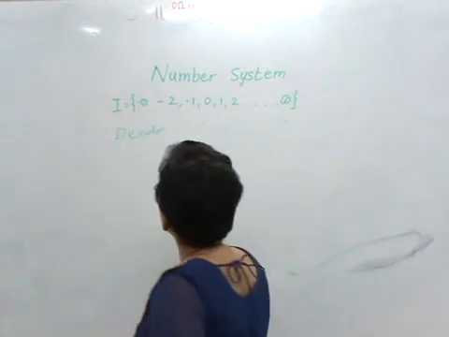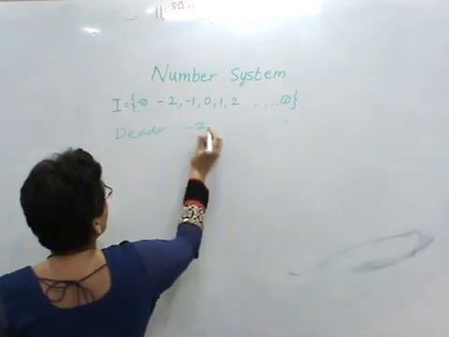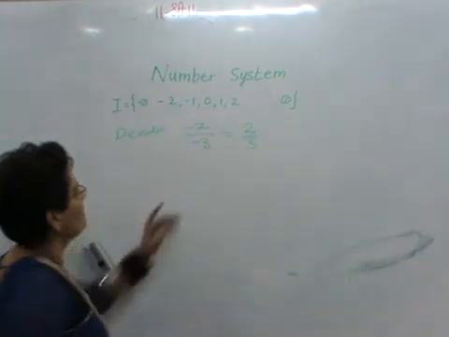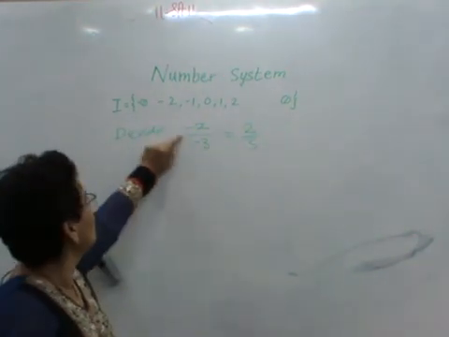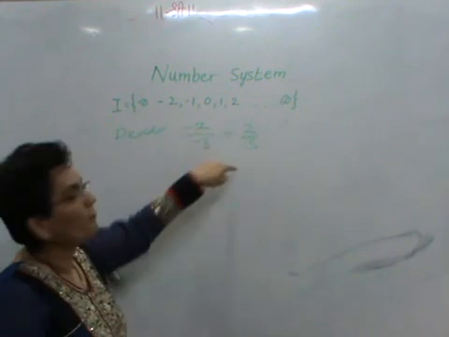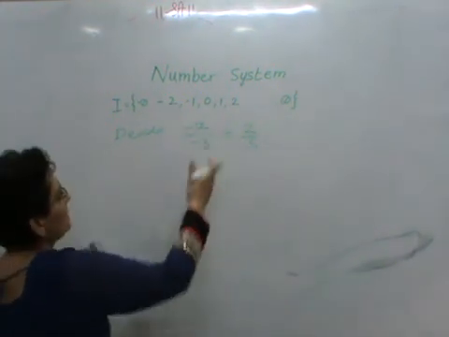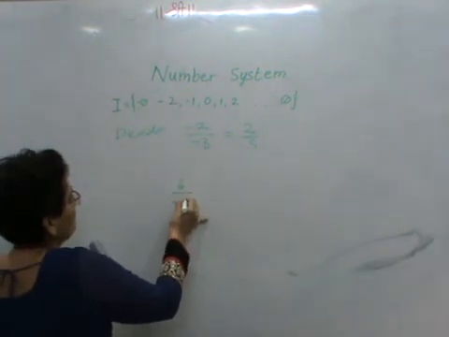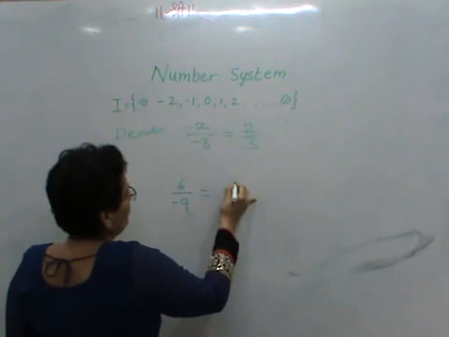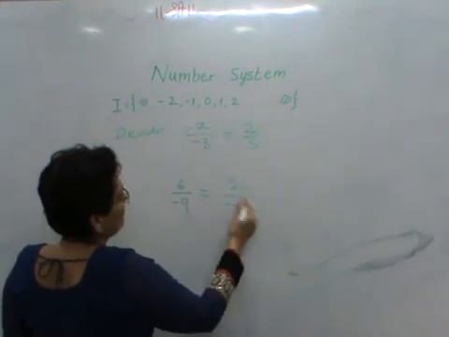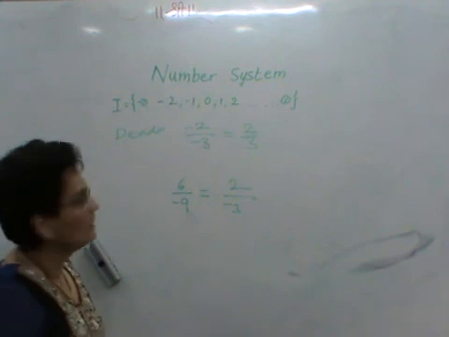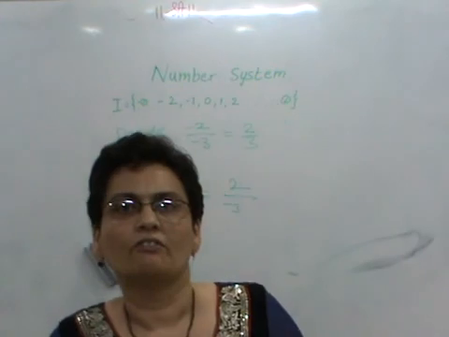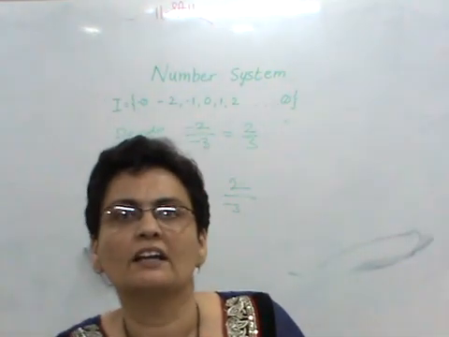What happens in the case of integers? Minus 2 upon minus 3. You get 2 upon 3, which is not an integer. Minus 2 is an integer, minus 3 is an integer, but 2 upon 3 is not an integer. Again, 6 upon minus 9. So you get 2 upon minus 3, which is not an integer. So the same rule applies. Whenever you divide an integer by an integer, you may not get an integer.